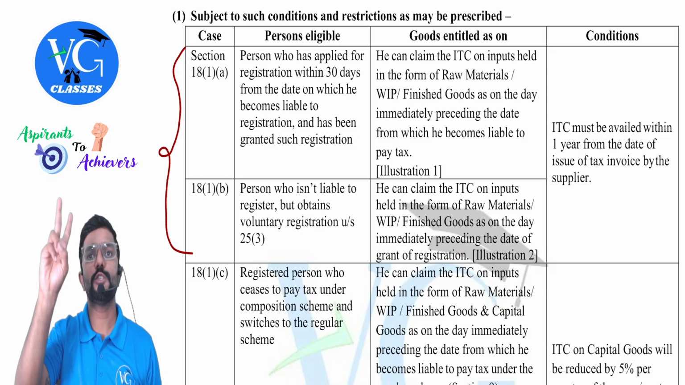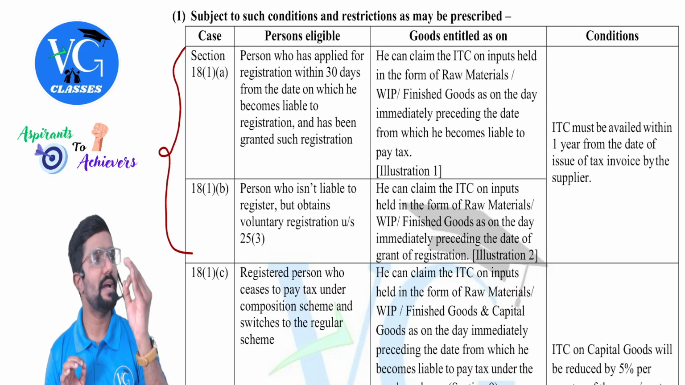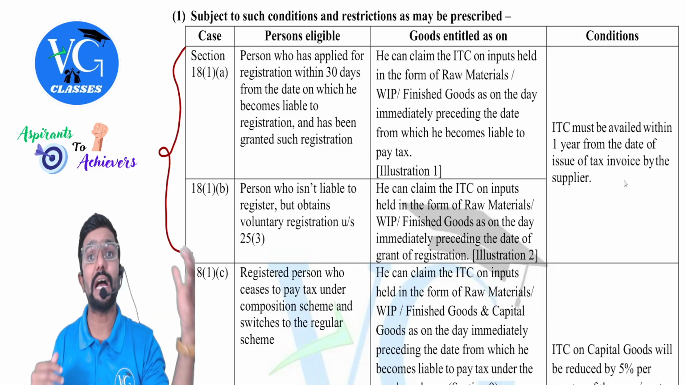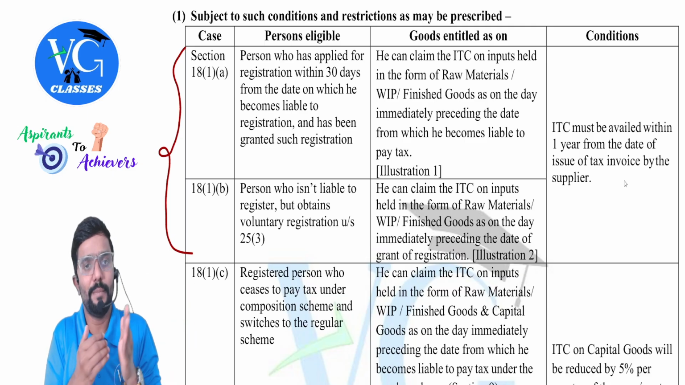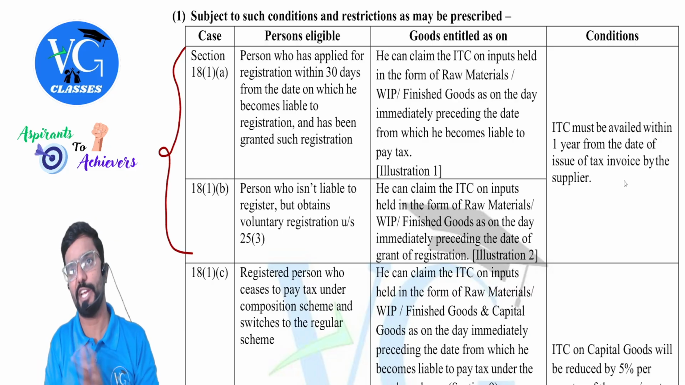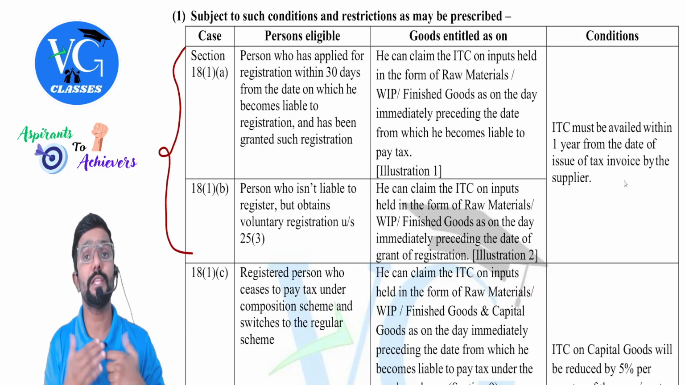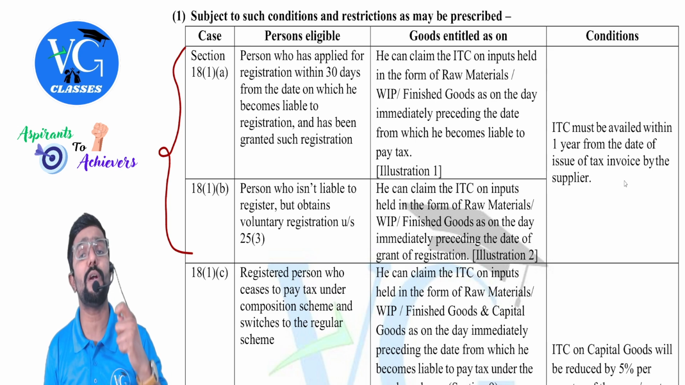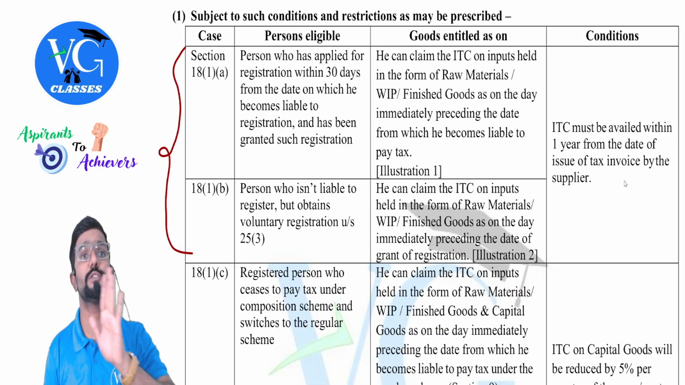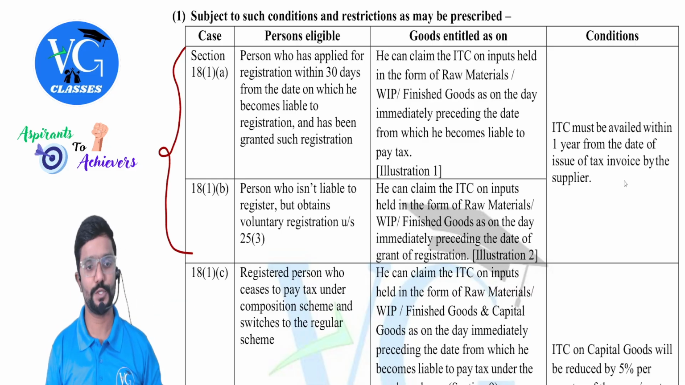So we are done with two special cases, that is 18.1a and 18.1b. Guys, in both these cases, a person was unregistered under GST, but now is coming under GST by taking registration. So for him, we are giving the benefit of input tax credit on what? Raw material, WIP and finished goods, but not capital goods.